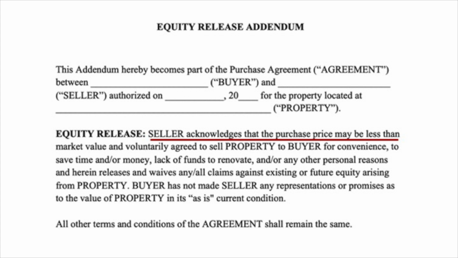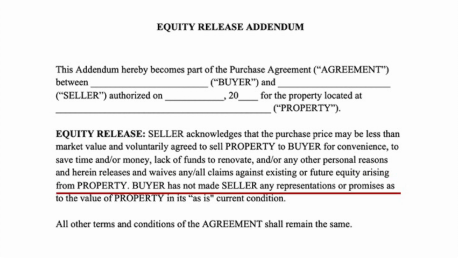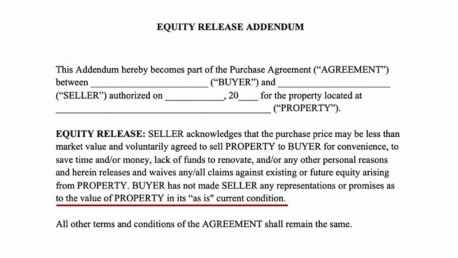The seller acknowledges that the purchase price may be less than market value and voluntarily agrees to sell the property to the buyer for convenience, to save time and or money, lack of funds to renovate, and or any other personal reasons, and herein releases and waives any and all claims against existing or future equity arising from the property. The buyer has not made the seller any representations or promises as to the value of the property in its as-is current condition. Now, with this disclosure, the seller or anyone cannot claim that I coerced the seller or stole their equity.